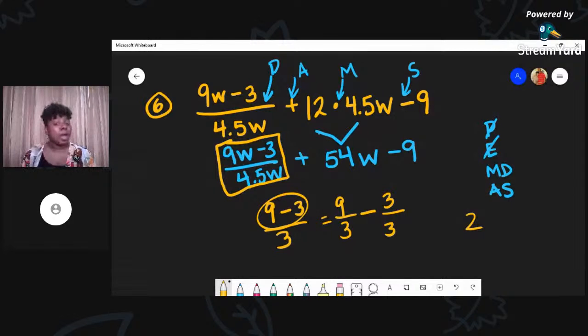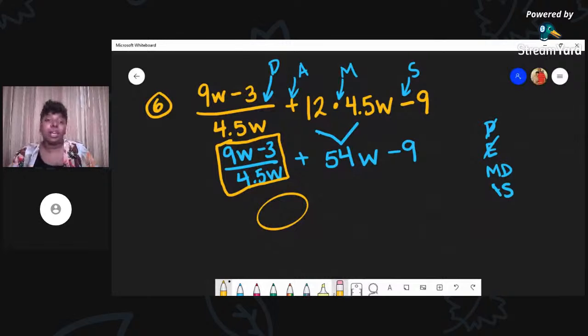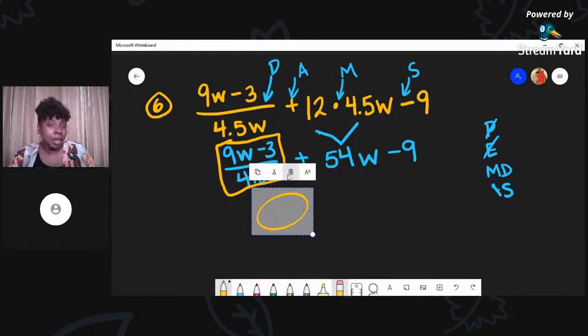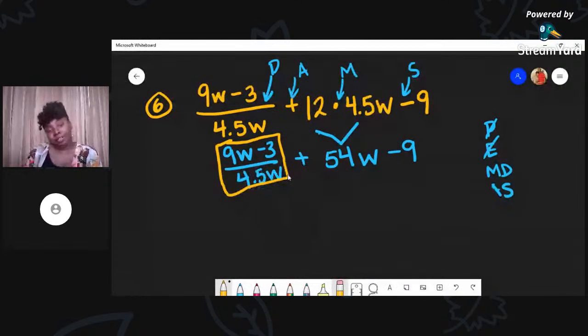And that's really going to help us here simplify this further, because at this point there's nothing we can do with the 54W or the -9 yet. So we're going to have to tackle this, and the way we're going to tackle it is to break down this fraction. Because 9/3 is really 3, and 3/3 is 1, and 3 minus 1, we still get 2. So even if we break this apart, we should still end up with the right answer. That's just one trick to help you with this very ugly problem.